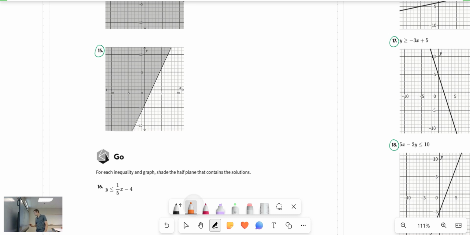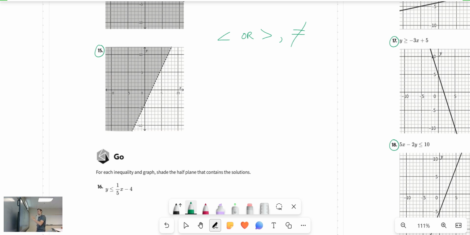To start off, I noticed that the line is not a solid line, it's a dashed line. That means it's going to be either less than or greater than, but not equal to, so it's not going to have equal to as part of it. I also see that it is above. It's all the y values that are above the line.